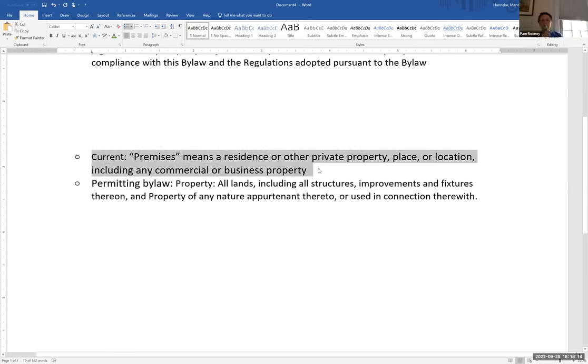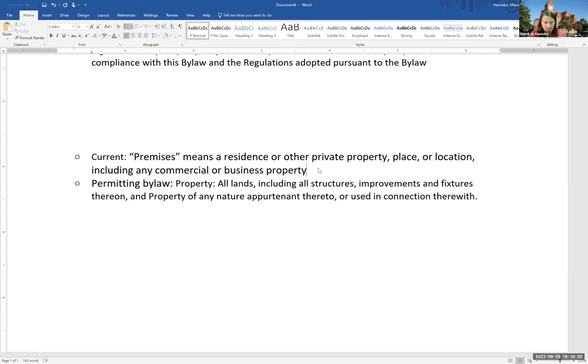So premises, and obviously the lawyer was not asked about this one, but premises in the nuisance bylaw is defined that way. And we've defined property in the permitting bylaw, potentially, maybe even a little, I'm not sure which one's more expansive actually. I was wondering if people think we should have them agree in terms of their definitions, even if we refer to one as premises and one as property.